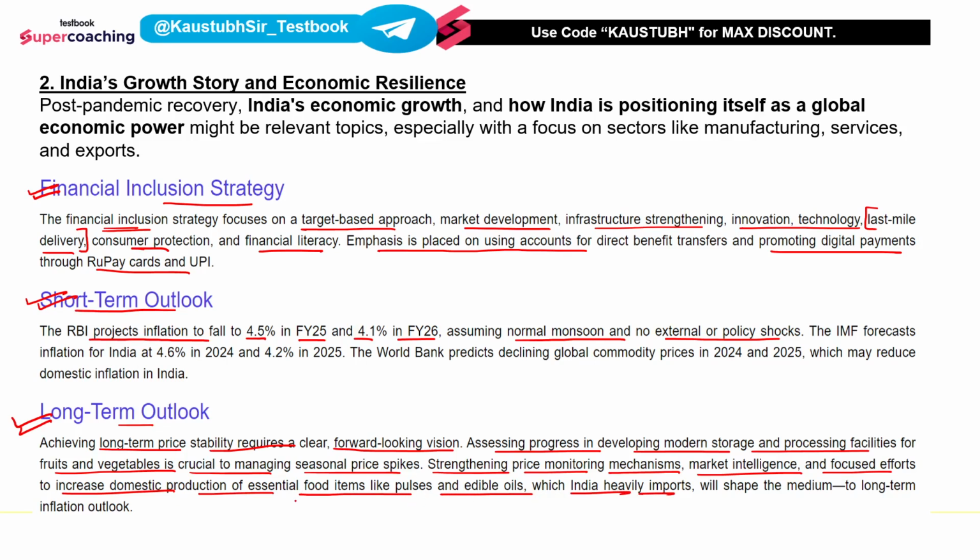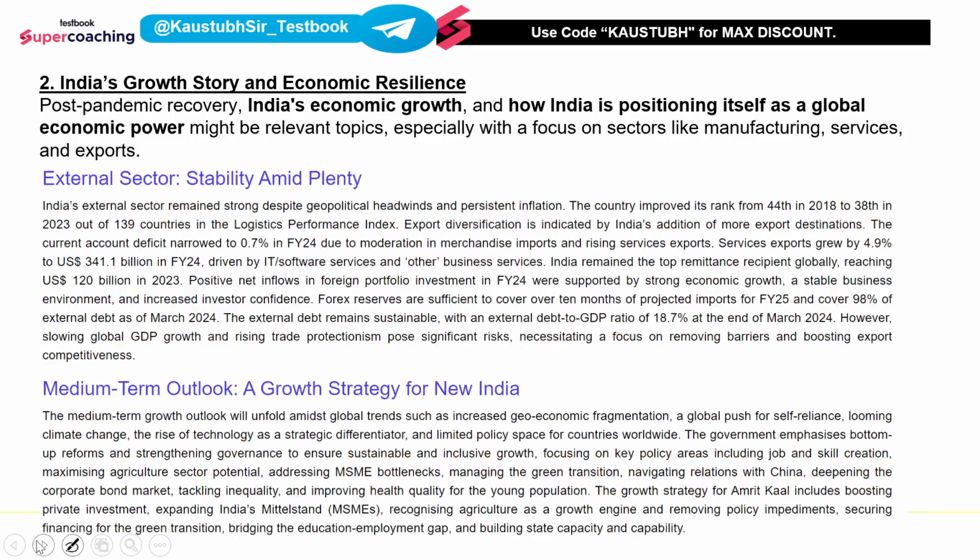These are some solutions that you can give related to agriculture कि कैसे एसेंशियल फूड आइटम्स लाइक पल्सेस एंड एडिबल ऑयल्स का डोमेस्टिक प्रोडक्शन को इंक्रीज करना है बिकॉज these are certain things that we still import on a big large scale. Then strengthening price monitoring mechanisms should also be mentioned. We also have to talk about market intelligence and focused efforts on this particular issue. So this can be a point related to any essay which is asked on the agriculture part of the economy.